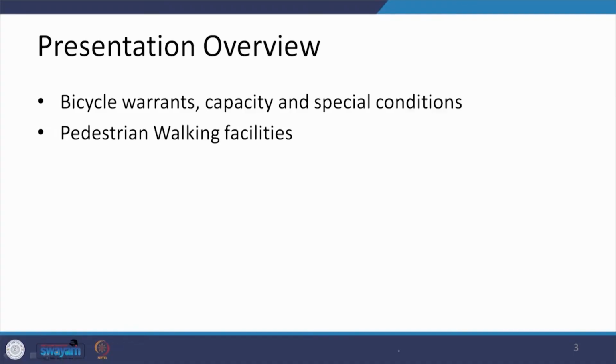In continuation of that, we are going to continue with the bicycle warrants in today's interaction, and then we will speak about the capacity and what needs to be done under specific conditions. Once we have done these things, we will start with another exclusive facility required for pedestrians, and under pedestrians we will look at the walking facility along the carriageway, that is, the sidewalk. Let us start back with the leftover portion of the bicycle facility.